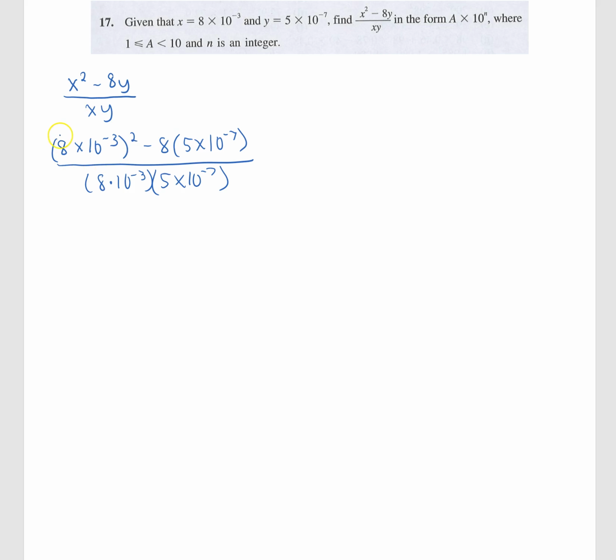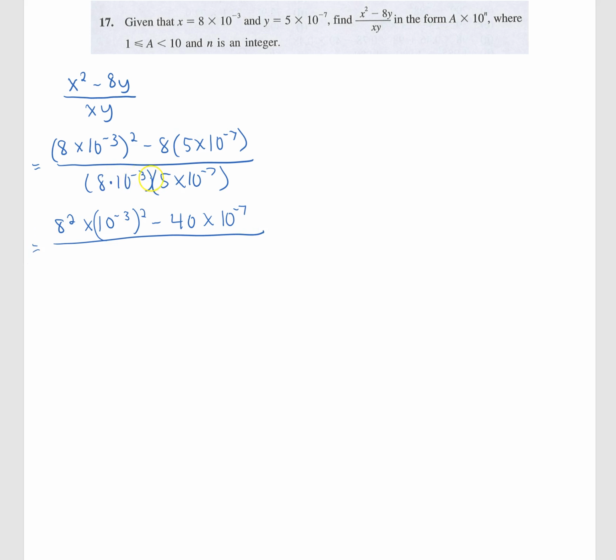Okay, so let's start with the top here. We have two numbers multiplied by each other to the power of 2. So we can put this exponent into each of these numbers separately because they're being multiplied. So 8 to the power of 2 times 10 to the power of negative 3 to the power of 2. Here we can multiply this 8 in. This is all one big multiplication. So 8 times 5 is 40 times 10 to the power of negative 7.